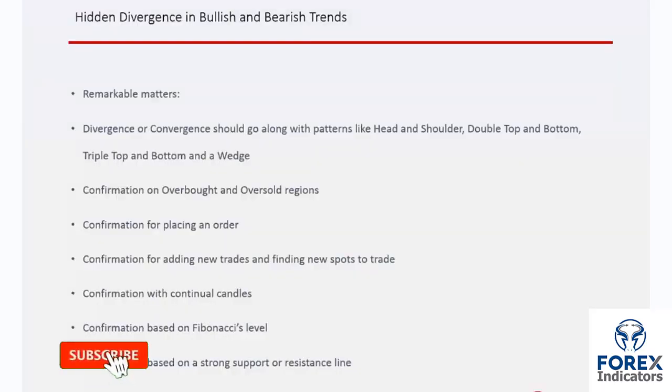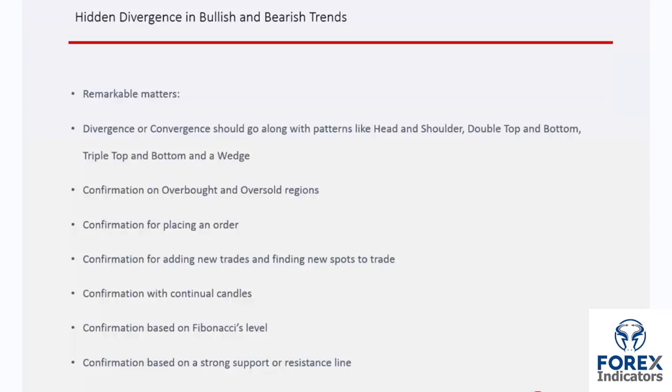Traders can combine hidden divergence with other patterns and conditions to detect appropriate points. There are some useful remarks for traders. Some reversal patterns, such as head and shoulders, double top and bottom, triple top and bottom, or wedge, can confirm a hidden divergence to place a successful order.